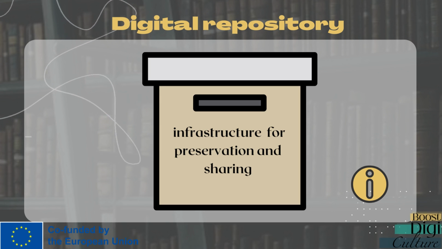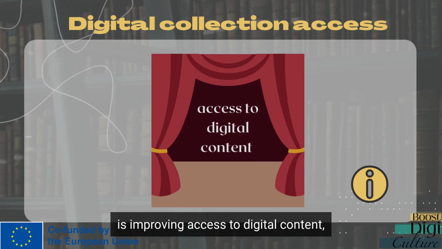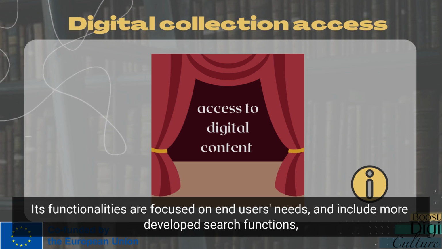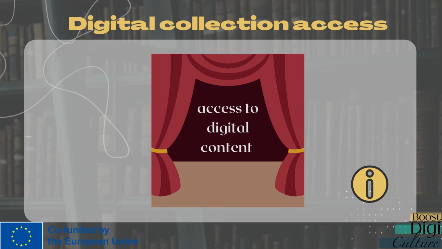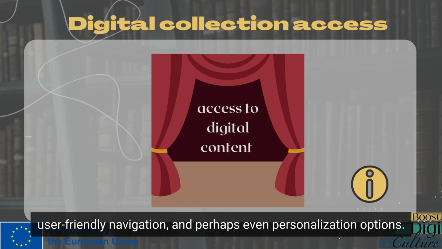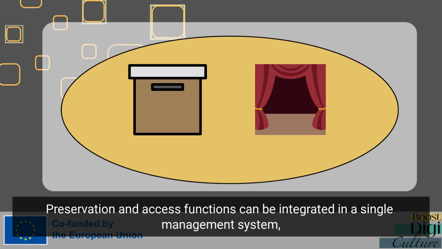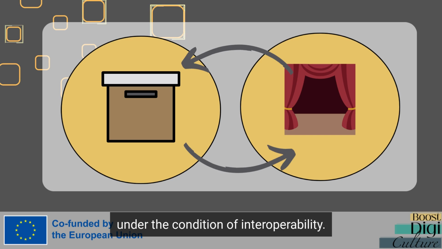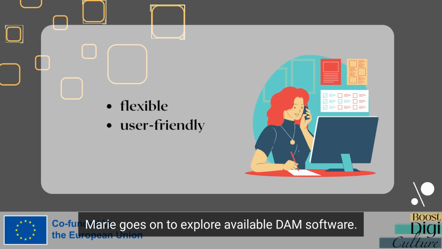migration, and version control. On the other hand, the purpose of a digital collection access system is improving access to digital content, and its scope is mostly representational. Its functionalities are focused on end users' needs and include more developed search functions, user friendly navigation, and perhaps even personalization options. Preservation and access functions can be integrated in a single management system or can be implemented independently under the condition of interoperability. Marie goes on to explore available DAM software.